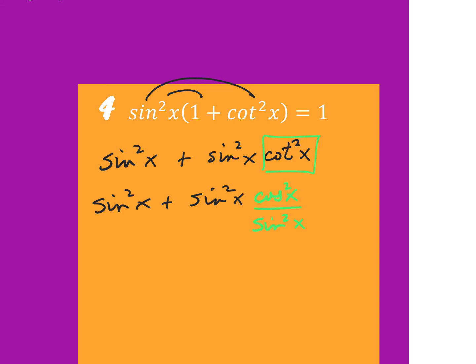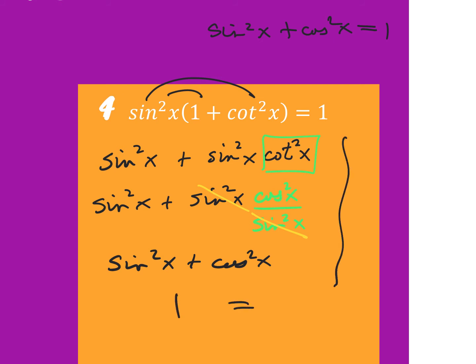Notice the sine squared x's cancel, and now I'm left with sine squared x plus cosine squared x. And again, this is a Pythagorean identity. Remember that sine squared x plus cosine squared x equals 1. So I'm going to substitute a 1 here. And notice that's what we wanted to get to. This is one method, by multiplying and then using a quotient. Now I'm going to show you using a Pythagorean identity that there are different ways to do these.